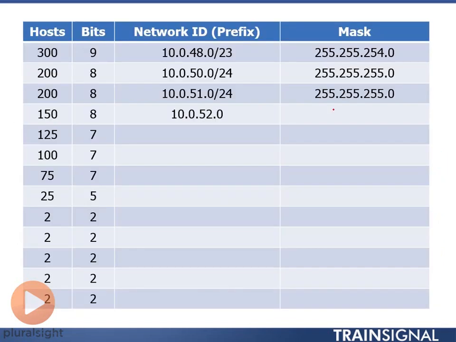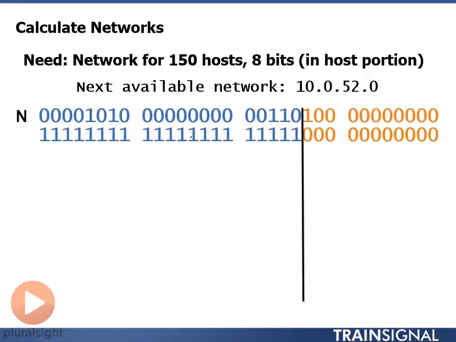We then convert to decimal and fill in our chart. So our next available network is 10.0.52.0. Once again, we know we're going to need a 24-bit mask here because there's going to be 8 bits in the host portion. But we also want to figure out what our next available address is here. So let's go through the binary exercise again.